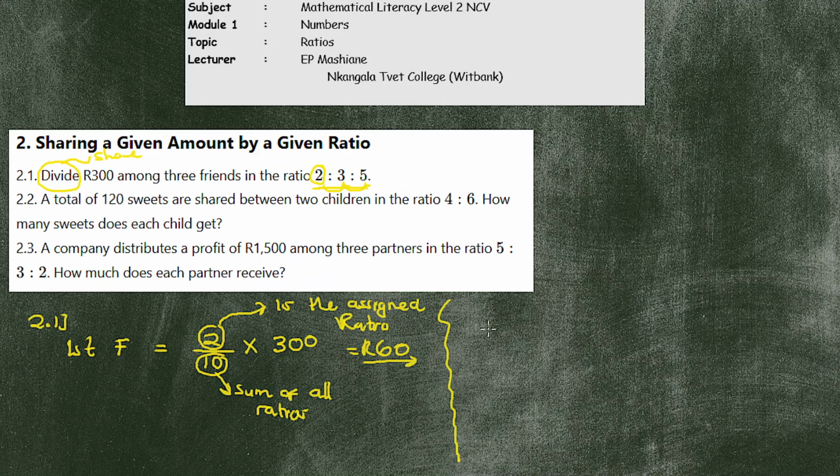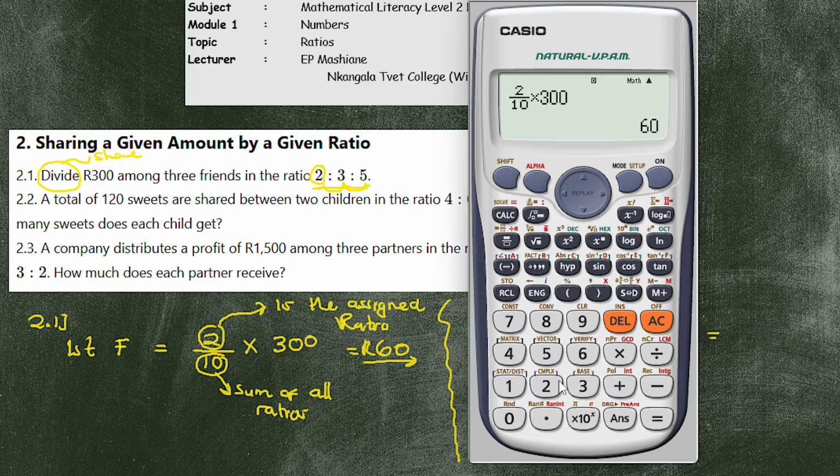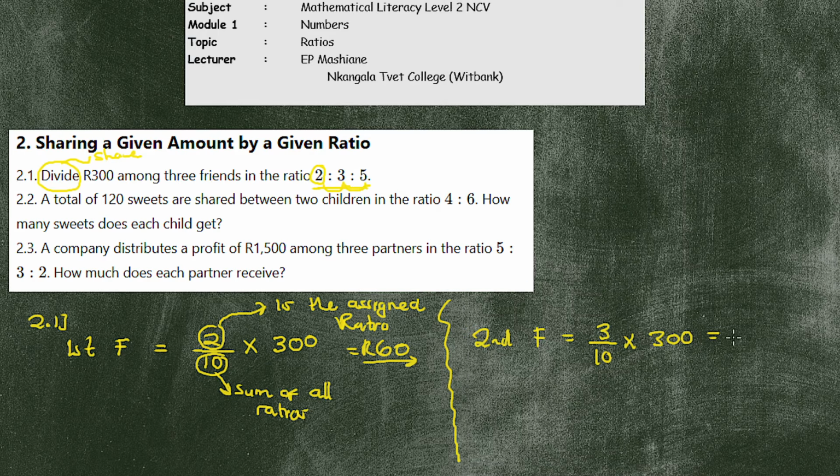And then the second friend gets how much? So is assigned a ratio of 3 divided by 10 multiplied by 300. So I'm going to change this to 3 and work out the share. That's 90 Rand. So the share is going to be 90 Rand.